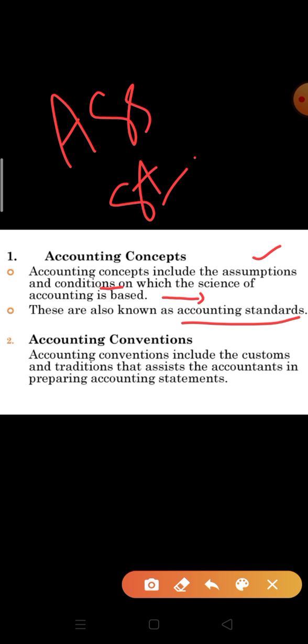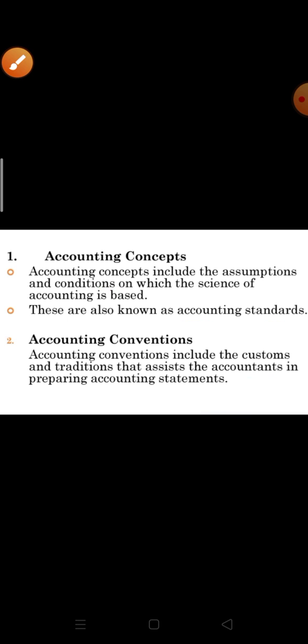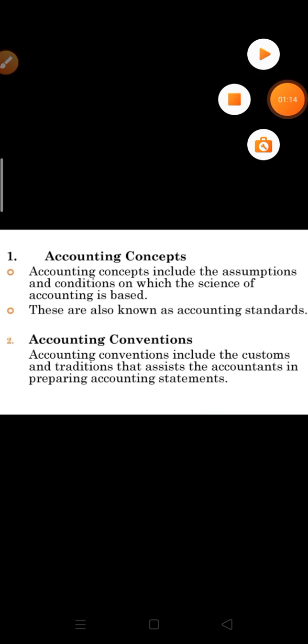And what is accounting convention over here? It includes the customs and traditions that assist the accountant in preparing accounting statements, to tell our accountants about all the rules, regulations, customs and traditions, and the way to prepare accounting statements. Each and every term assists our accountants. That is what accounting conventions are.